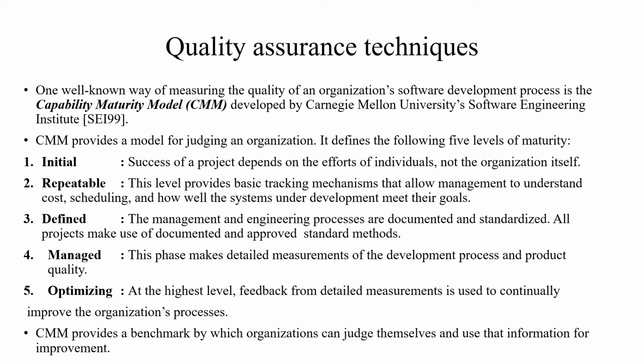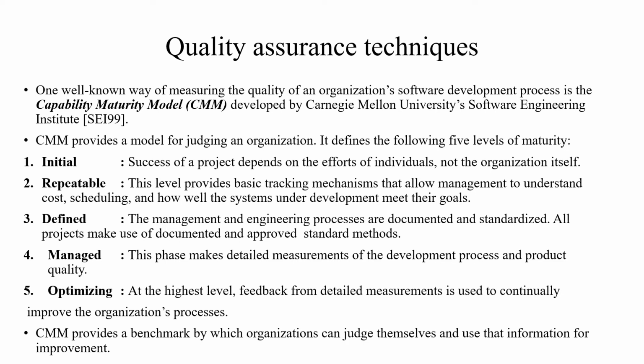The next maturity level is repeatable. This level provides a basic tracking mechanism that allows management to understand cost, scheduling, and how well the systems under development meet their goals. The third maturity level is defined. The management and engineering processes are documented and standardized. All projects make use of the documented and approved standard method, which means all the engineering processes should be documented, and it should be compared with the standardized one.